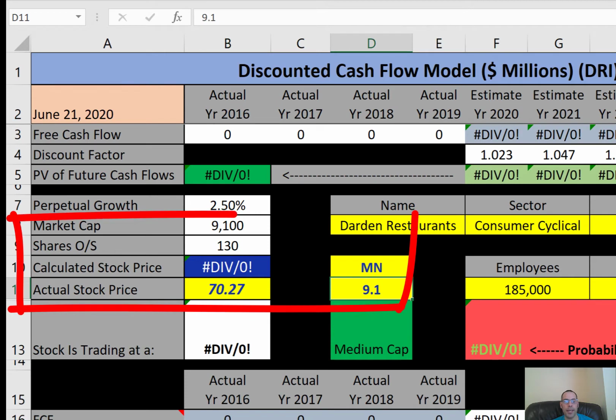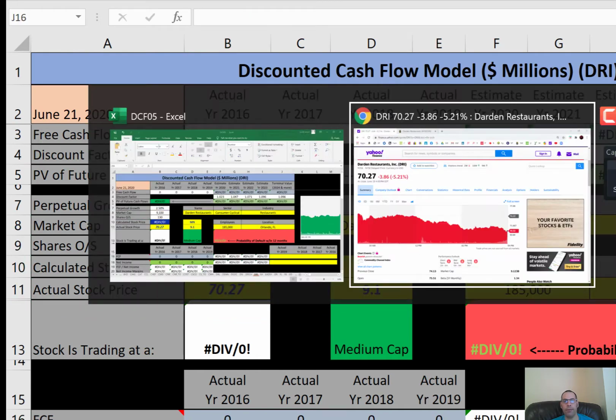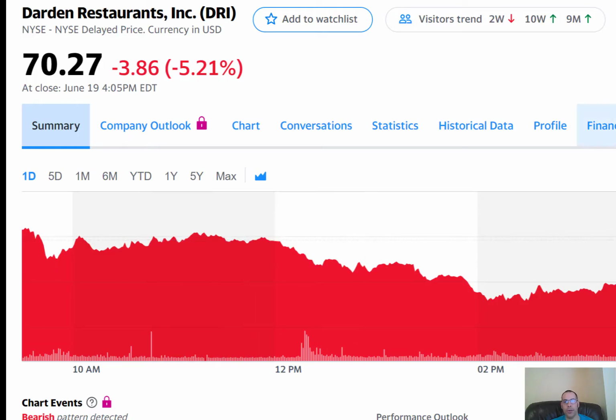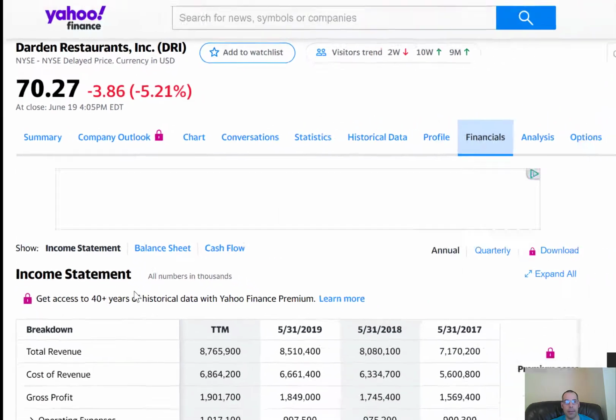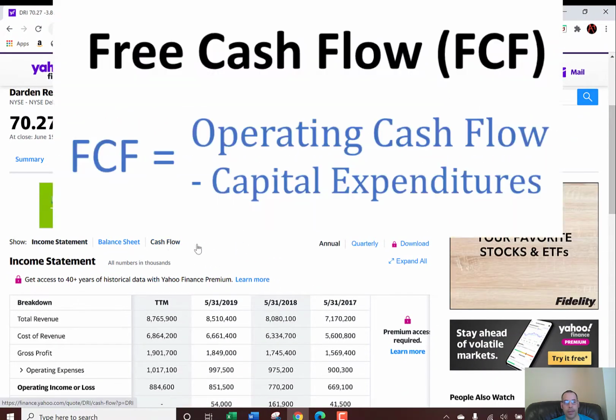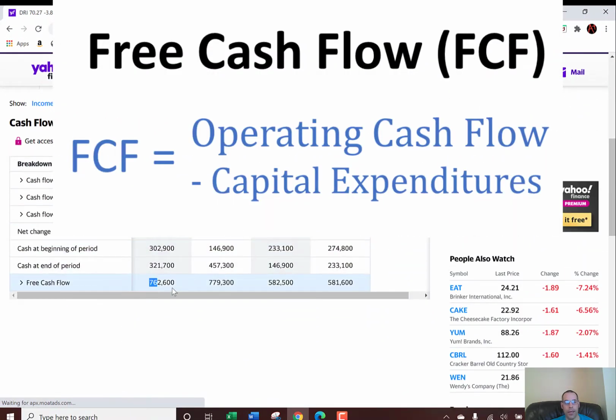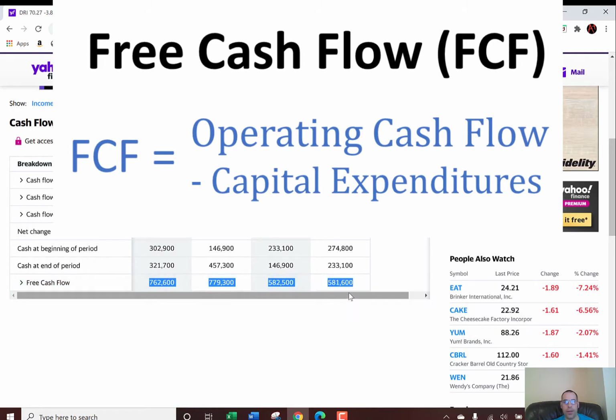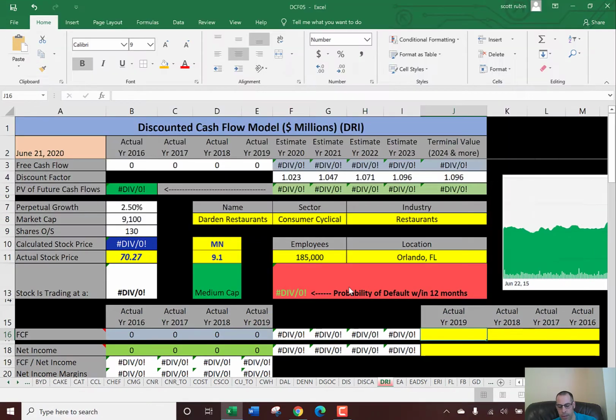So to figure out the shares outstanding, you take the market cap divided by the stock price. You get 130 million shares outstanding. Next, we need free cash flow, and that's the cash that's remaining after operating a business minus capital expenditures. And this is how you value a company. You estimate the future free cash flows of the company, then you discount that number back to today's value. And that's what we're doing in this video.